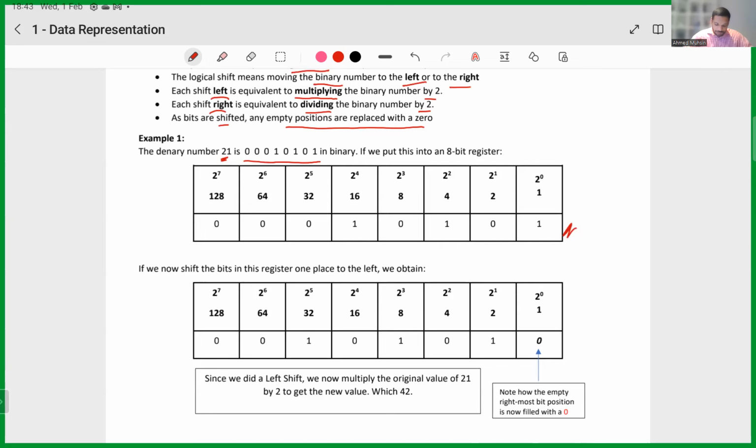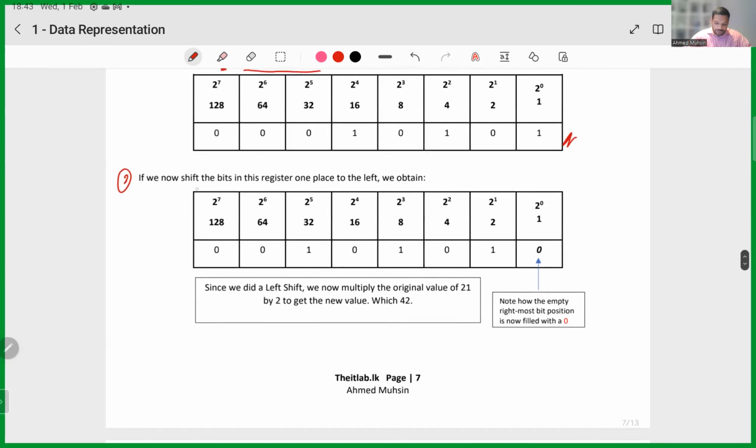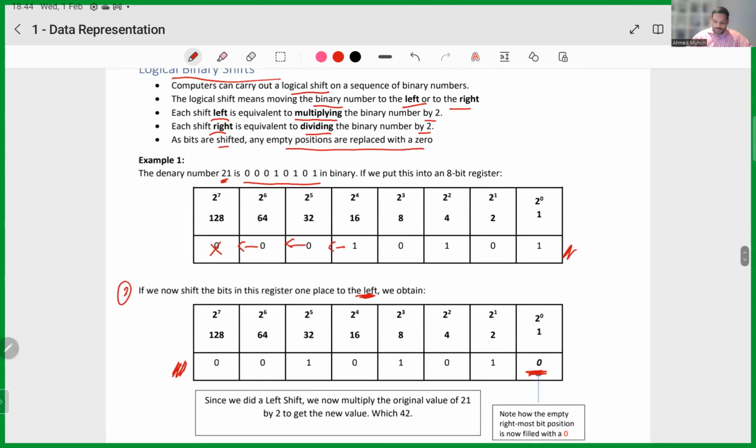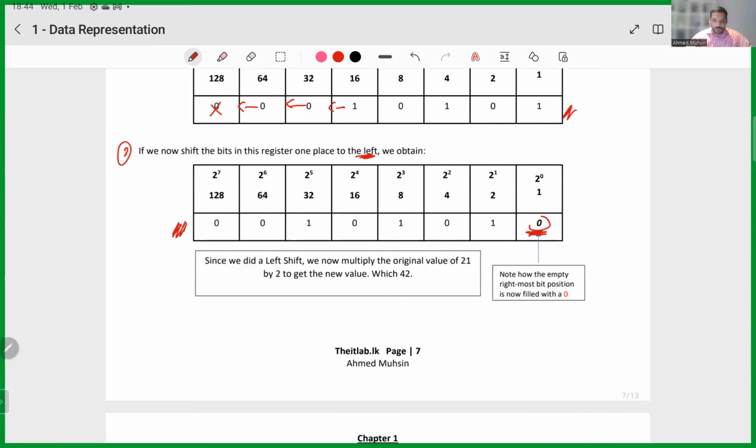Now if you look at step number 2, we shift the bits in this register one place to the left. So this binary number, we are moving it one step to the left. You notice this 0 has now been pushed out, and everything else moves forward. As you push all the binary digits one step to the left, you will have a blank space at the end. Logical, isn't it? Like I told you, wherever there is an empty position, we fill that with a 0. So that's exactly what we have done here. We have put a 0 in the empty position.